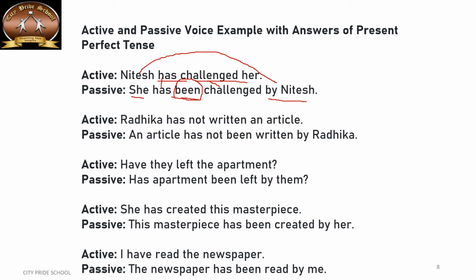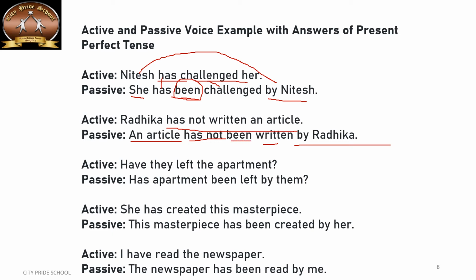It is a negative sentence. Radhika has not written an article. Now see, an article comes first. By Radhika goes at last. What is left? Has not written also comes. Between has not and written, we just have to add been there.